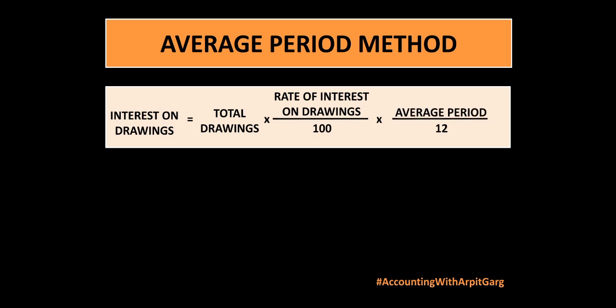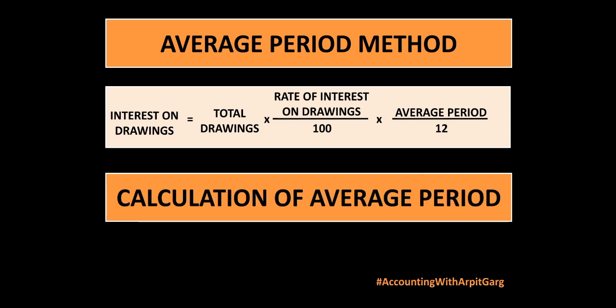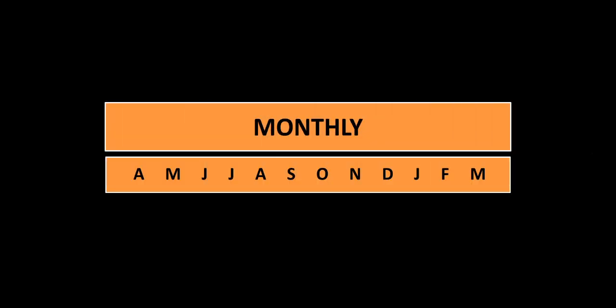So here we need not calculate interest separately for each drawing, or find the product of every drawing like we did in the last two methods. So let's see how the average period is calculated. First is if we have drawn month wise. So these are all the months written here.